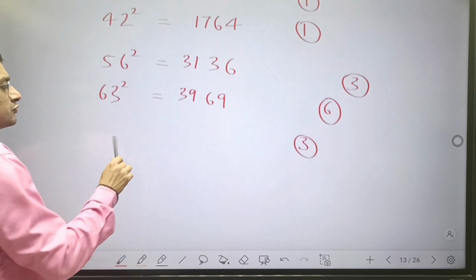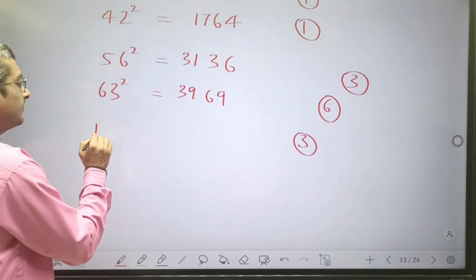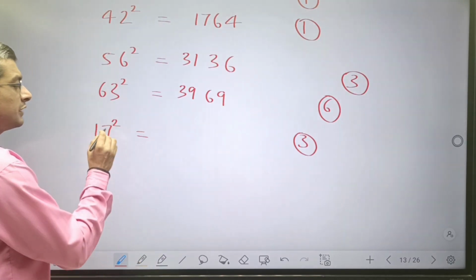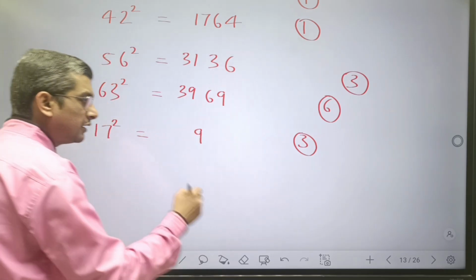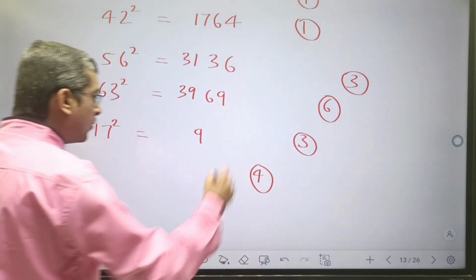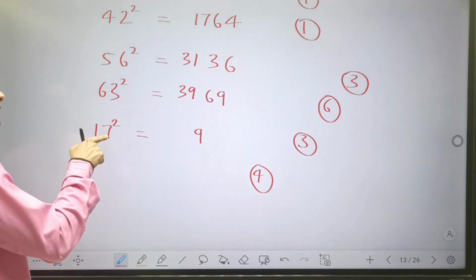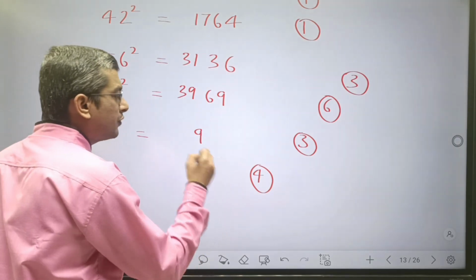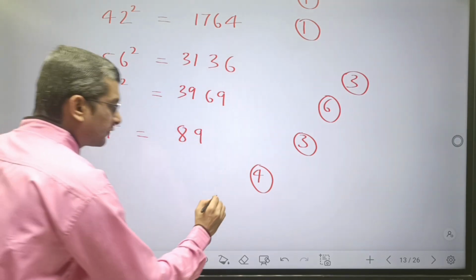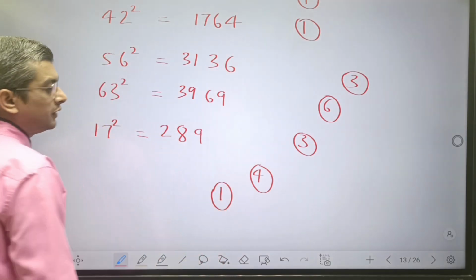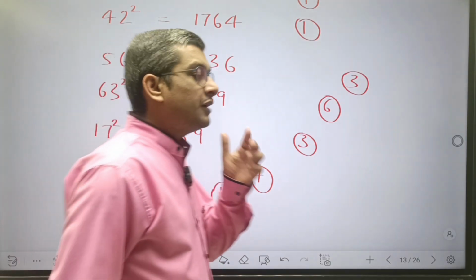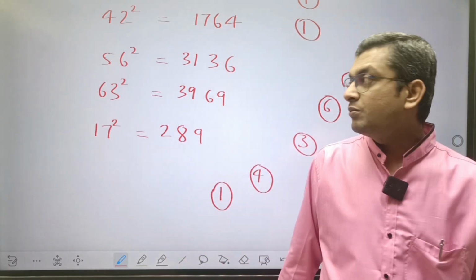Have some more examples so that it will be very clear to you. 17 square, 7 square is 49, write unit place 9. Carry 4. Now 1 into 7 into 2, 14, 14 plus 4, 18, write unit place 8, carry 1. 1 square is 1 plus 1, 2, so 289. So in this way, if you have any doubt, you can comment in the comment box.